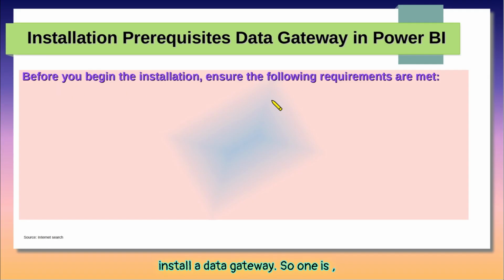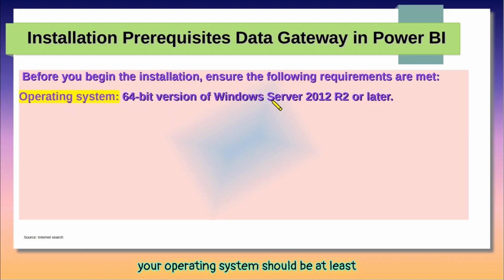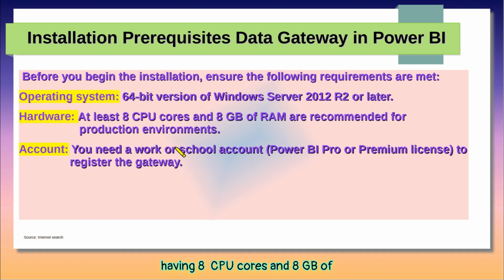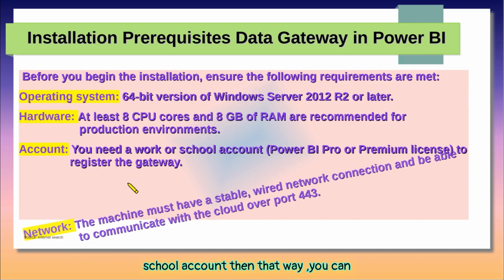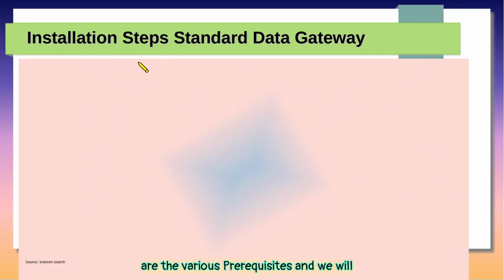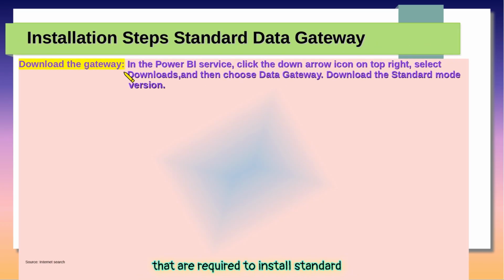And there are various prerequisites to install a data gateway. One is your operating system should be at least a 64-bit version of Windows Server 2012 or later, and your hardware should have 8 CPU cores and 8 GB of RAM, and you need a work or school account. That way you can register the gateway, and the machine must always be on. It has to be stable, on a wired network, etc. So these are the various prerequisites, and we will look at the installation steps that are required to install the standard data gateway.